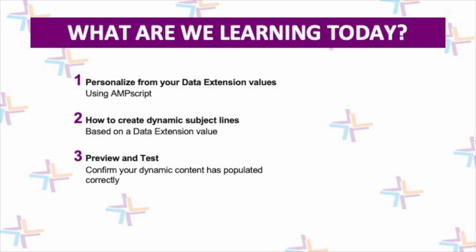I love this question. So what we'll review today is how to personalize your email copy from your data extension values using AMPscript. Second, we'll learn how to create a dynamic subject line based on a data extension value. And third, we'll preview and test the email to confirm your dynamic content has populated correctly. Let's take a look.